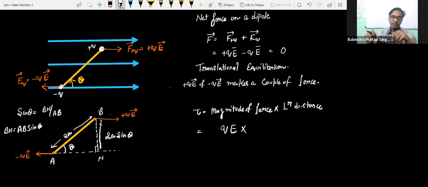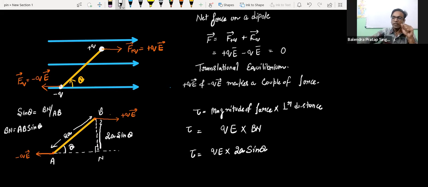As I discussed in the definition of torque, it is force into perpendicular distance. Here the force is QE and the perpendicular distance is twice a sine theta, that is BN. So the value of torque is QE into 2a sine theta.